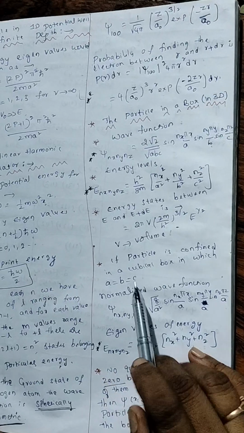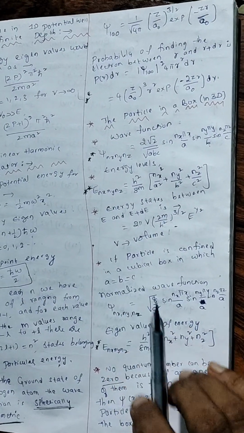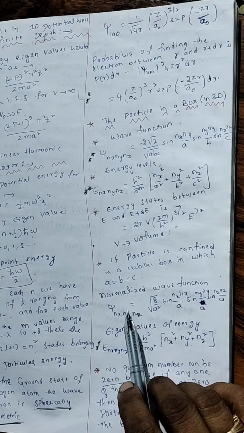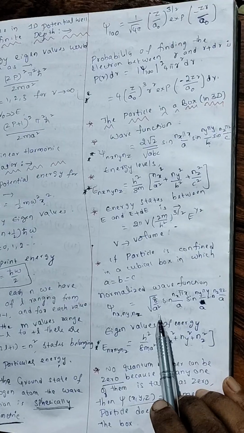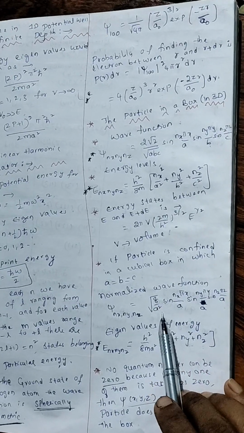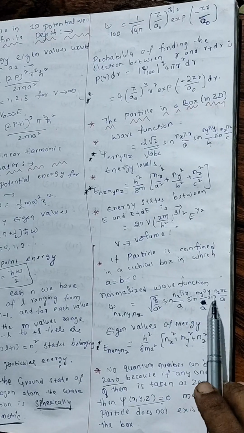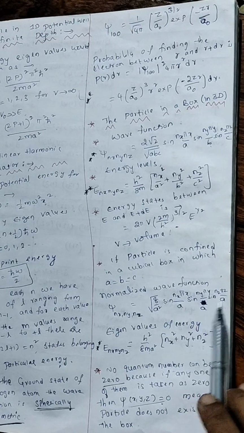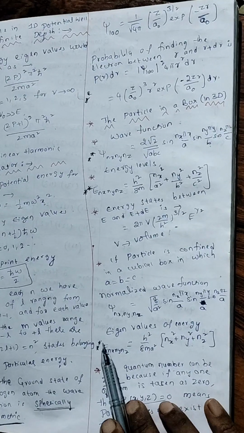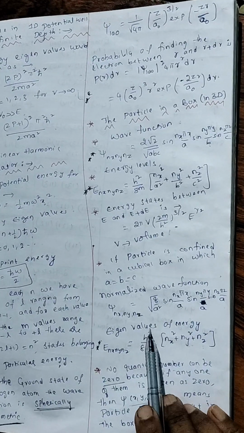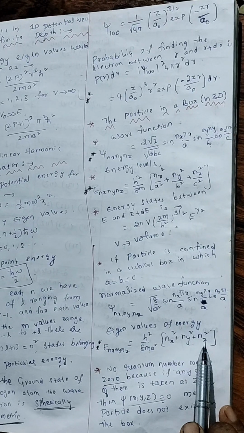Right? Now, if the particle is confined in a cubical box, in which a equal to b equal to c, how will the formula be? The normalized wave function turns to be root 8 by a cube, sine nx pi x by a sine ny pi y by a sine nz pi z by a. Instead of a, b, c, I wrote a. And the eigenenergy value formula will be E nx ny nz equal to h square by 8 ma square into nx square plus ny square plus nz square.